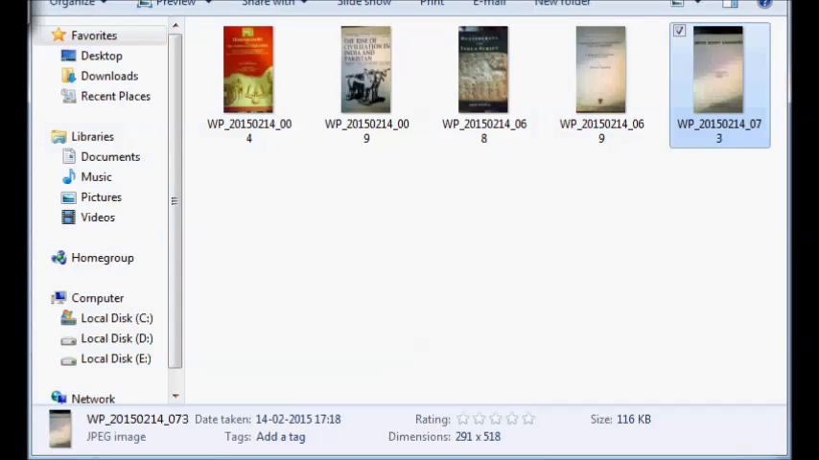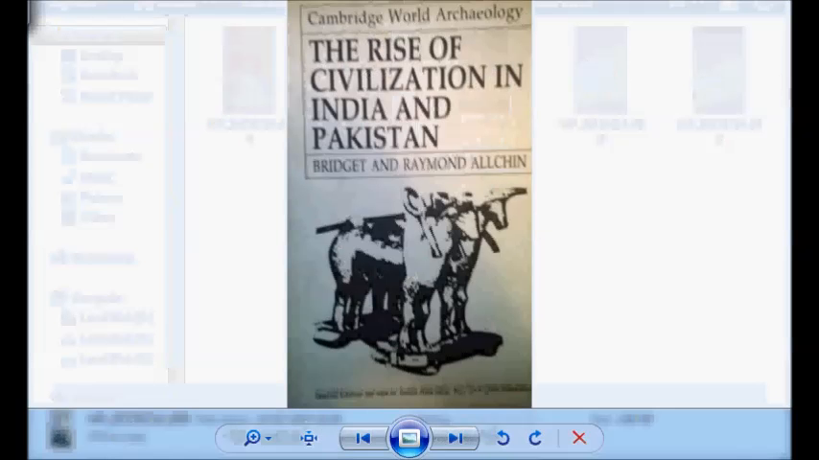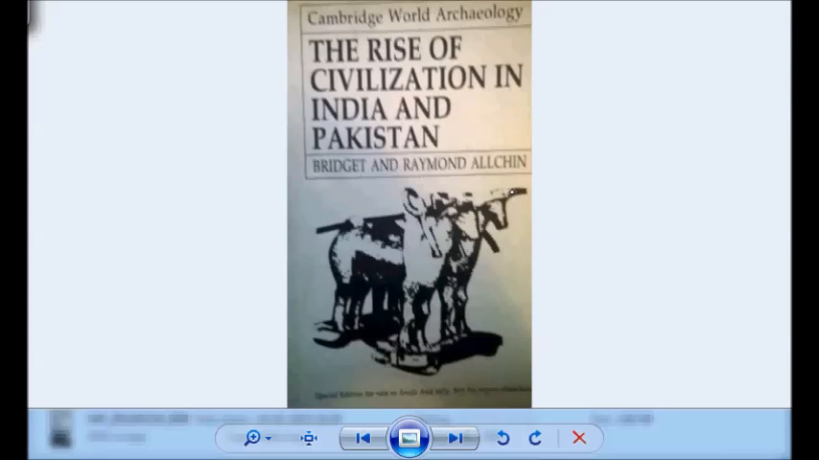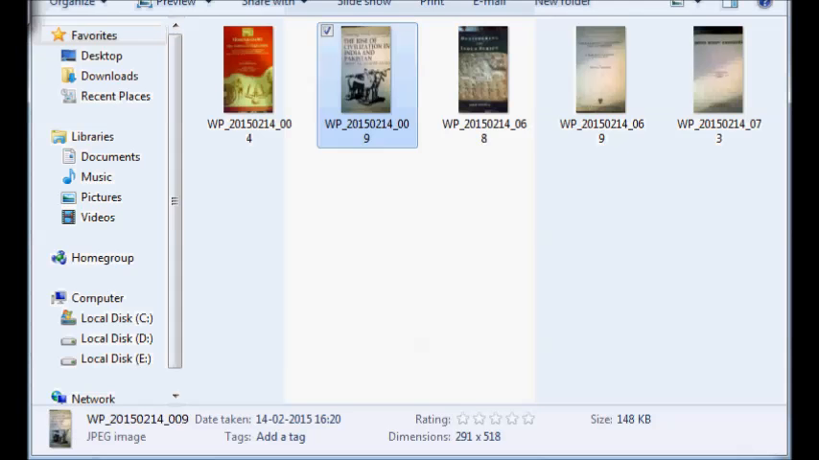There are many other books. If you want to learn more about the history of Indus Valley civilization, this is a classic book by Alchin and Alchin. It tells you the context in which Indus Valley civilization stands with respect to other cultures, etc. It's a very good book to read about the history of Indus Valley. And there are many other books.